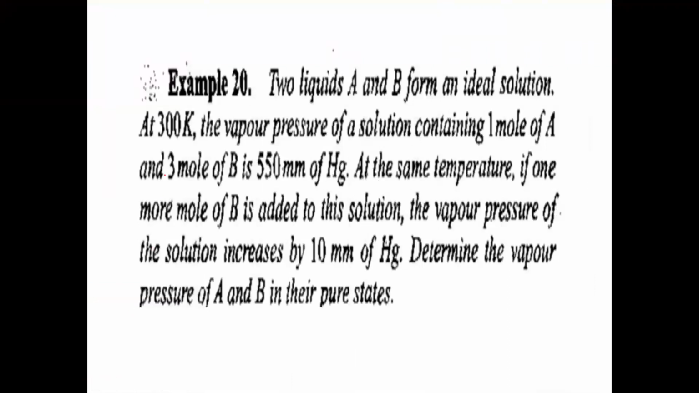The first example problem is: two liquids A and B. How many liquids have we taken in this problem? Two liquids A and B form an ideal solution. So what do you mean by ideal solution? Whenever you see an ideal solution, what do you have to recall? Delta H mixing is 0. Delta V mixing is 0. And AA interactions are equal to BB interactions, equal to AB interactions. So these 3 points we have to recall whenever we see an ideal solution.